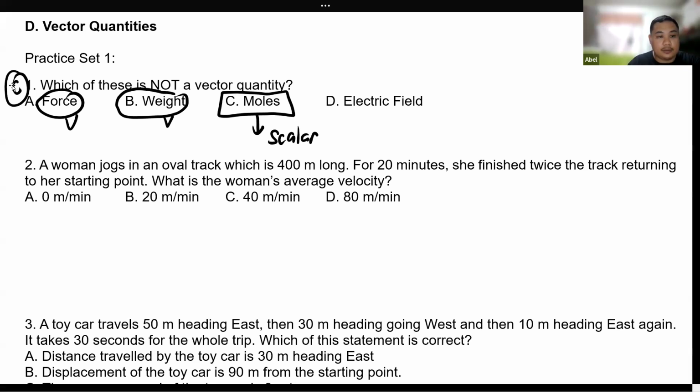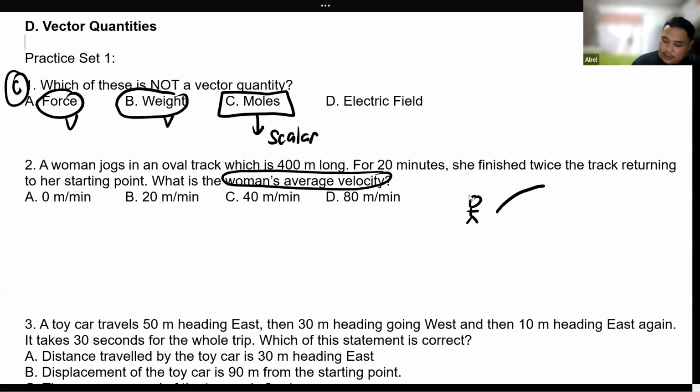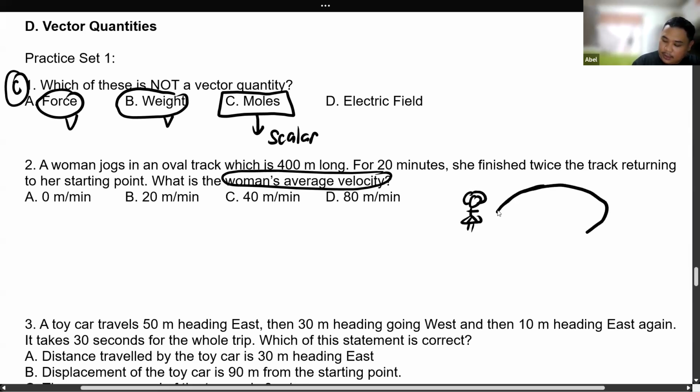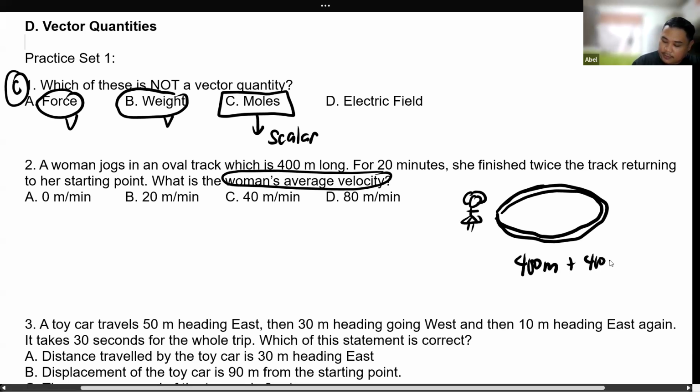Now, how about number two? A woman jogs in an oval track which is 400 meters long. For 20 minutes, she finished twice the track, returning to her starting point. What is the woman's average velocity? Now, if you imagine the woman running, one oval track is 400 meters, twice is 800 meters, right? So that would be 400 meters plus 400 meters, and the distance is 800 meters.